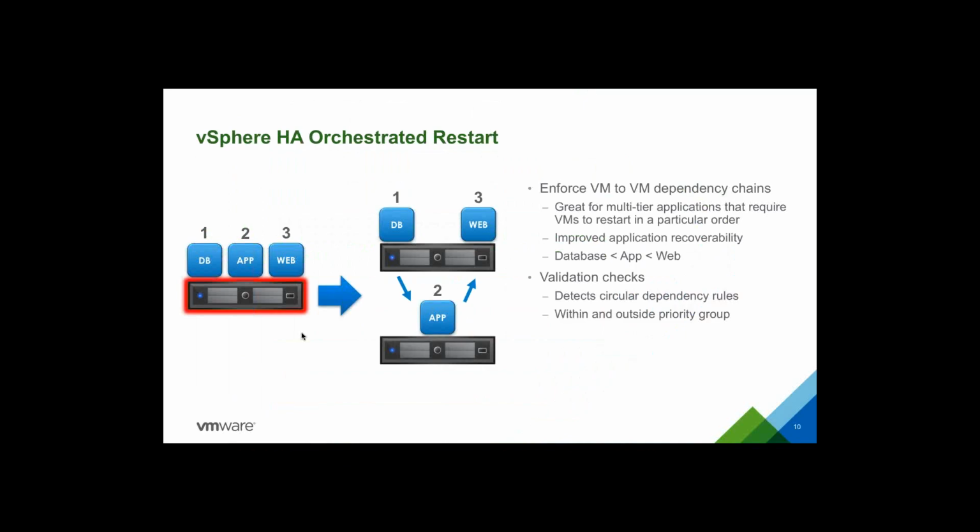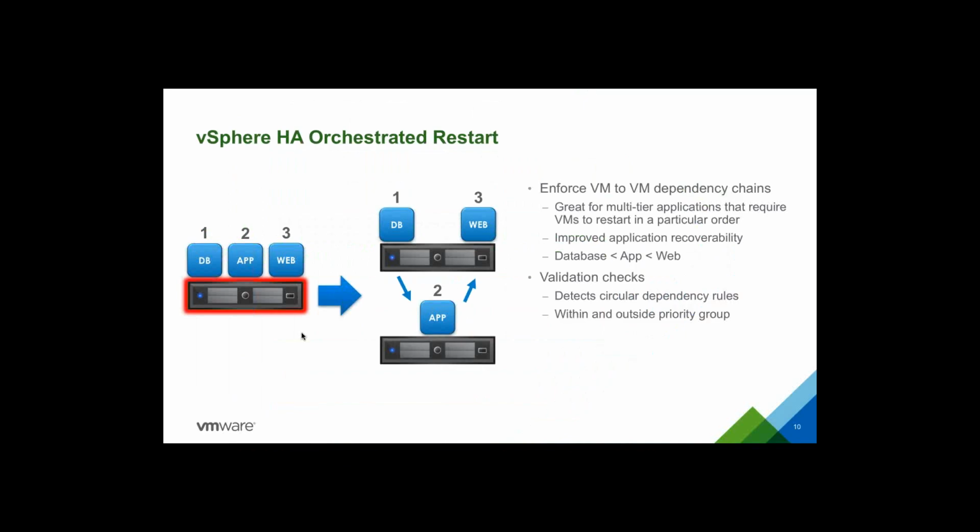In this case, if we lost this one host that happens to have all three of the tiers running on it, it would restart the database server first. Once that has been successfully restarted, the app server will come up, and then subsequently the web server would come up after that.